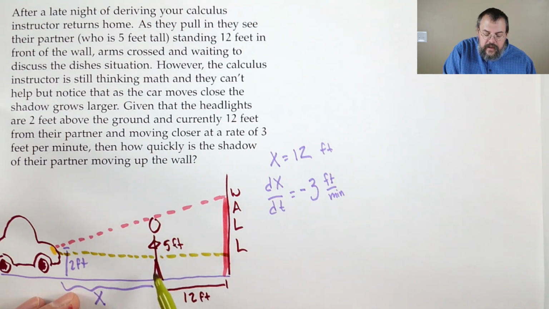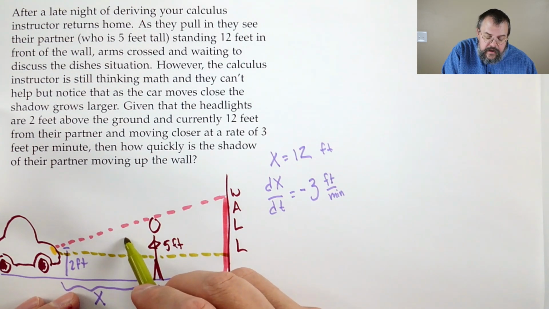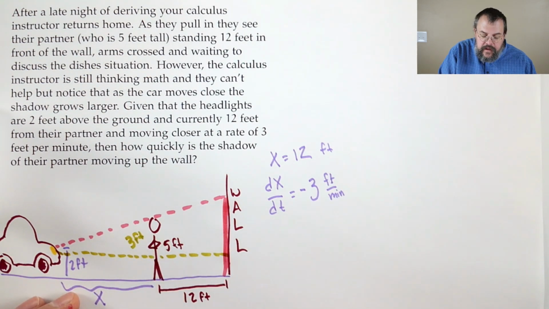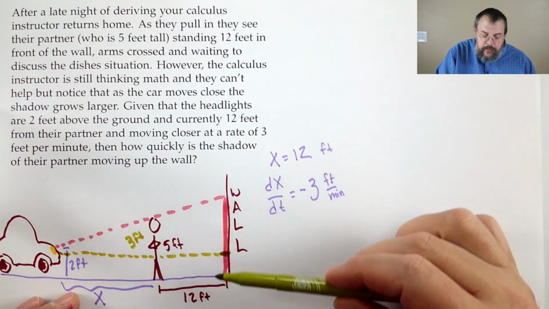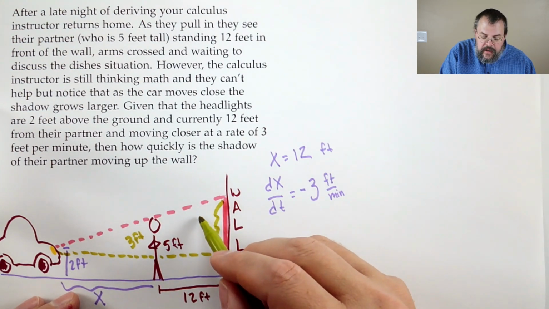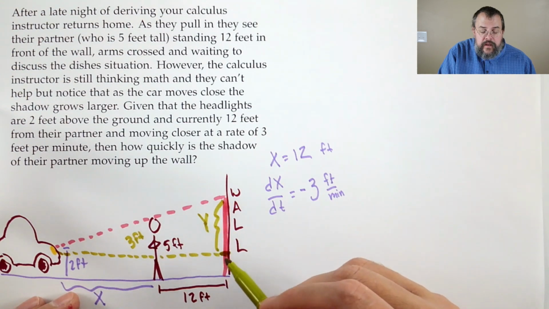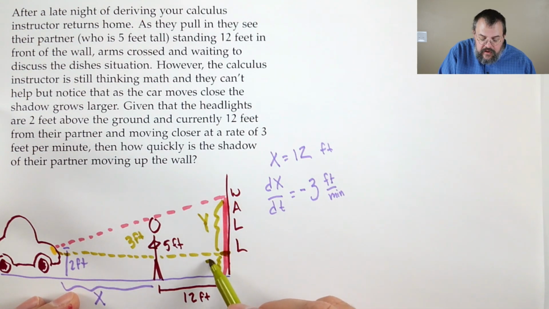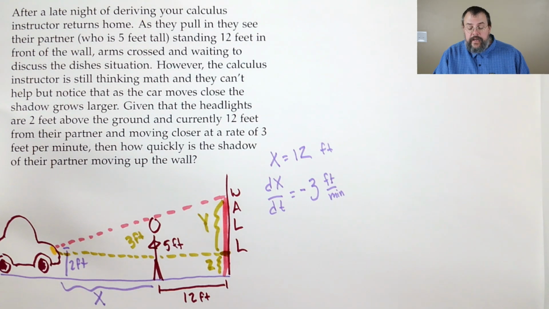So 5 feet is the total height of our partner, but if we cut off the bottom 2, then it's really a 3 feet length here. Now, if I want to know how quickly the shadow is moving, I can do the same by figuring out what's happening to this length, because this bottom part is just always fixed at 2. All right. So the good news is, once you have the picture and you know what the right tool is, the rest of it's pretty straightforward, and you just have to be patient.